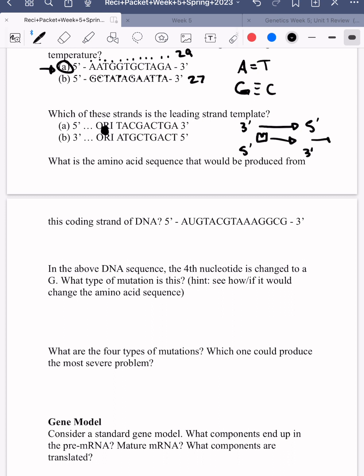He follows this direction. So we can see that strand B is going 3' to 5', and the origin is right here, which means that DNA polymerase is going to go in this direction. So strand B would be the leading strand.